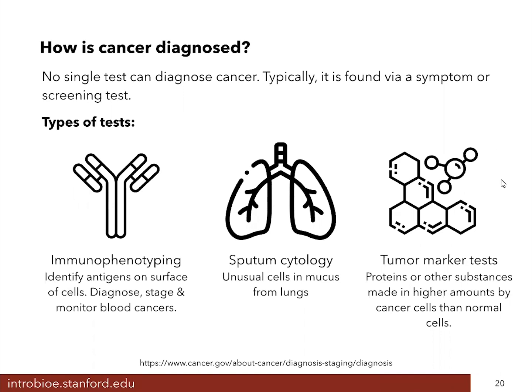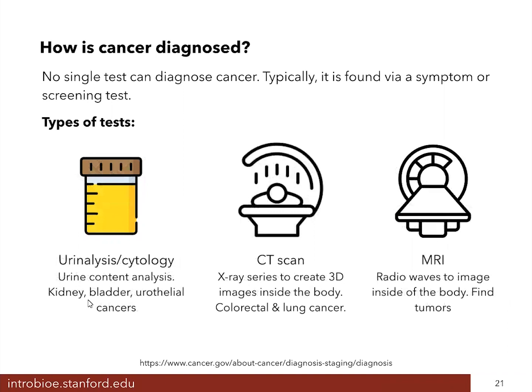So these could be proteins or other substances that are typically made in higher amounts by cancer cells than normal cells. So if you see a high number of tumor markers in a blood test, then it is possible that you would have cancer cells somewhere in your body producing all of these proteins and substances. You can analyze urine. This is a way of diagnosing kidney, bladder, urethral cancers.